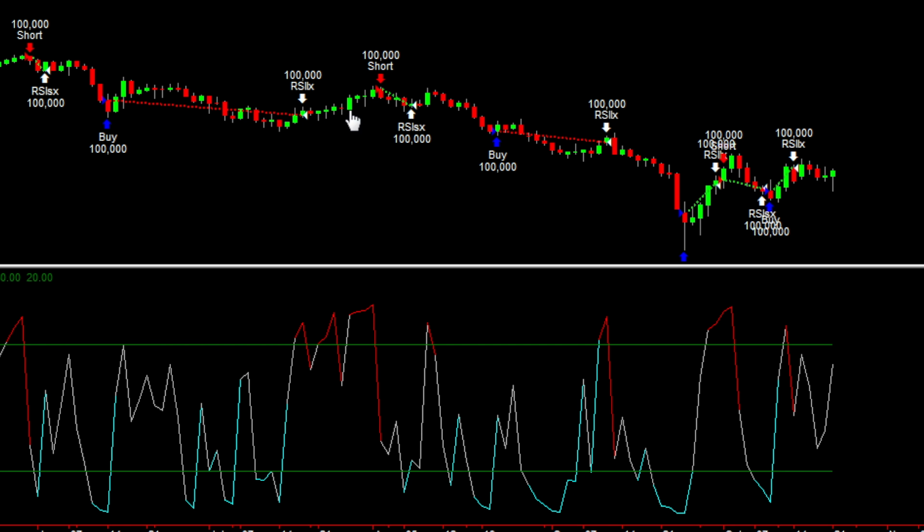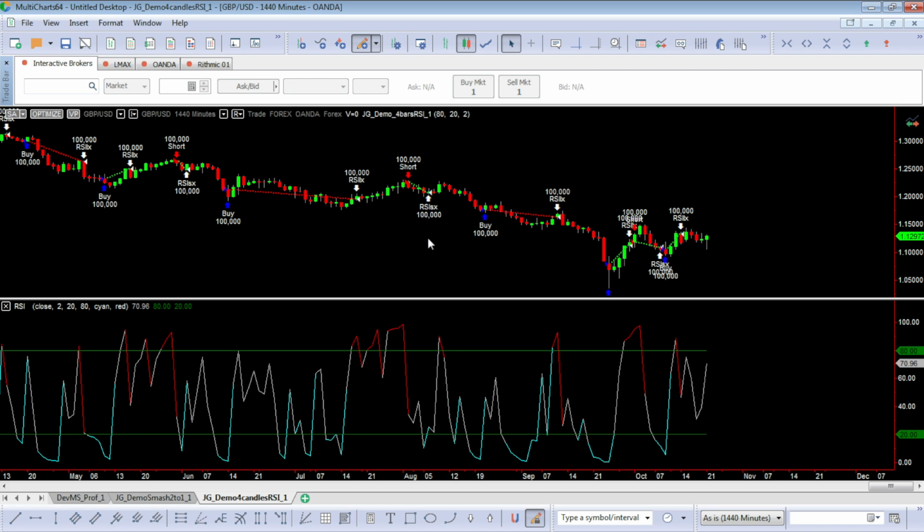Opposite for short, we've gone short here, we've got the 4 green candles, we've gone short, and then we're waiting for the RSI to cross down below the 20 level, which it did here, and then we've exited, RSI SX or RSI short exit, on the open of the next bar. So both the entry and the exits with this strategy are really easy to spot on the charts, and that's especially helpful if you're a manual trader, so you look for trades manually and place them manually.